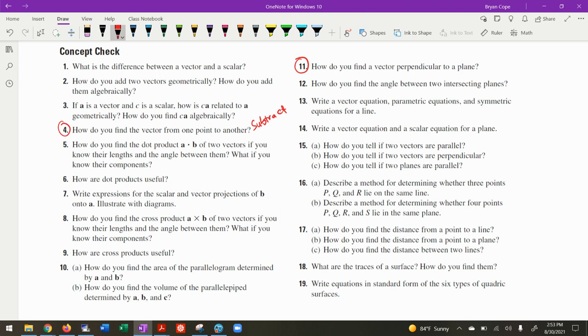So you're finding a vector perpendicular to a plane. You're almost right. Let's ask Keenan. Okay. Noah? There we go. So we need the cross product of two vectors in the plane.